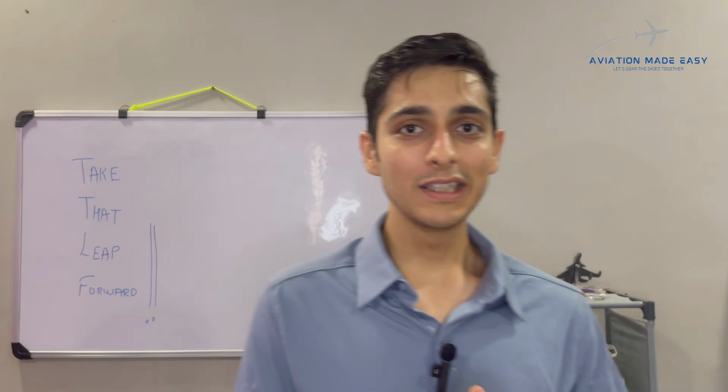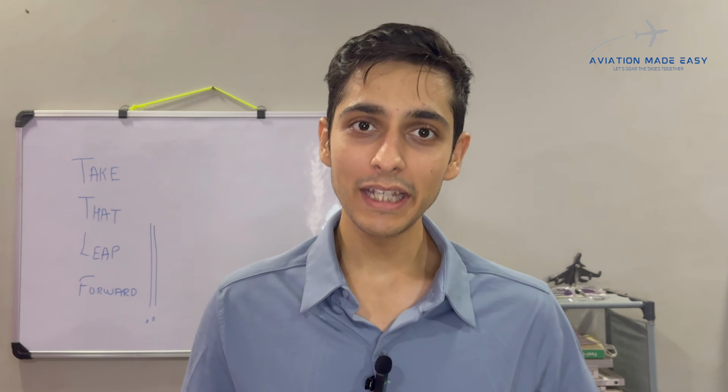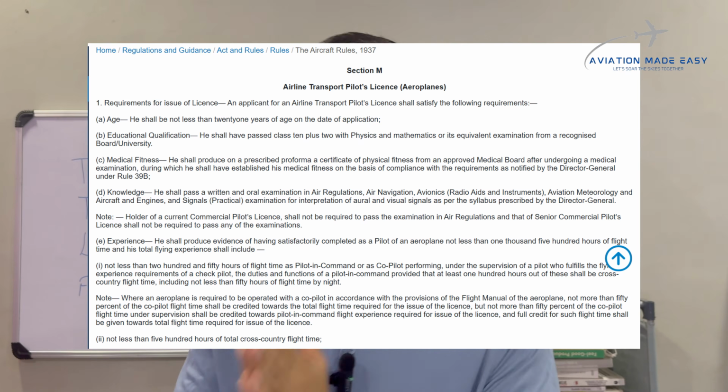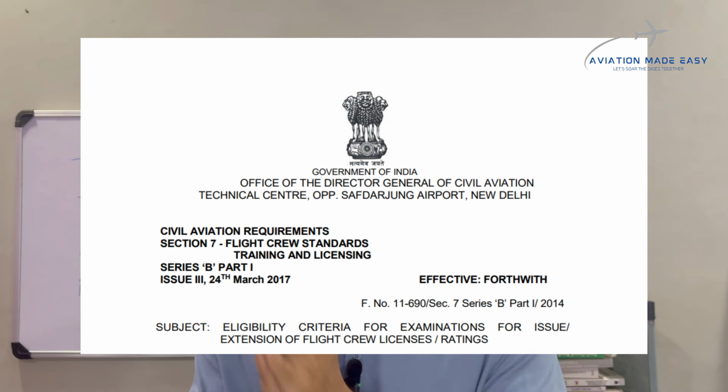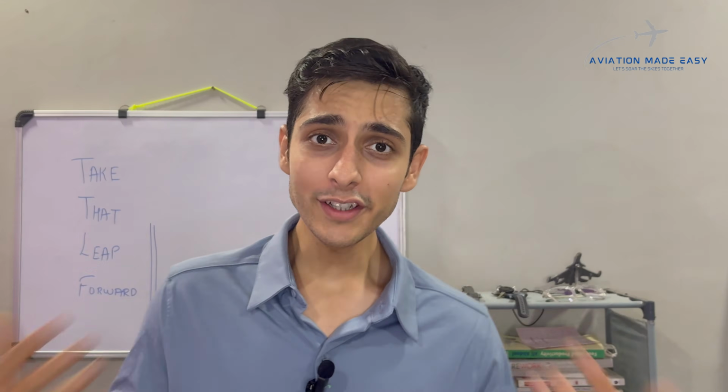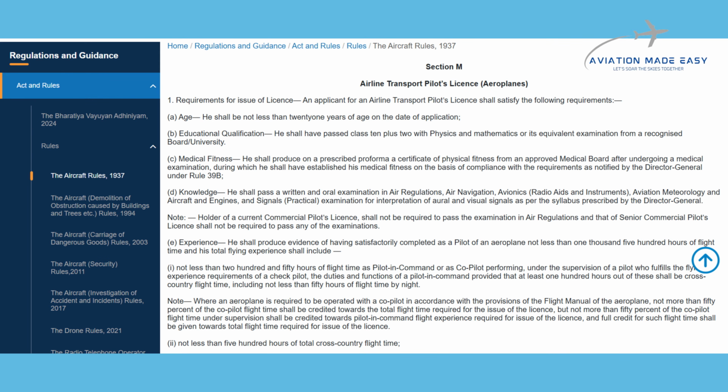The majority of the rules and regulations related to the ATPL you will find in either Aircraft Rules of 1937, Schedule 2, Section M, or you can refer to CAR Section 7 Series B Part 1. On your screens right now, you can see that Section M of the Aircraft Rules has different requirements for you to be issued your ATPL.